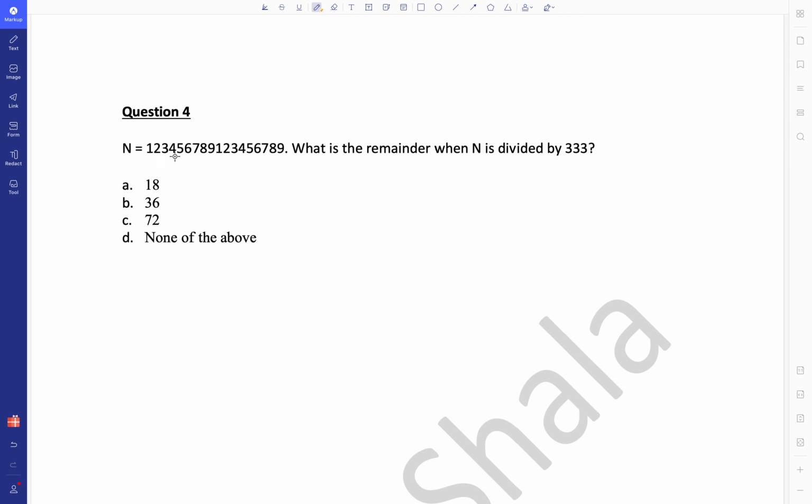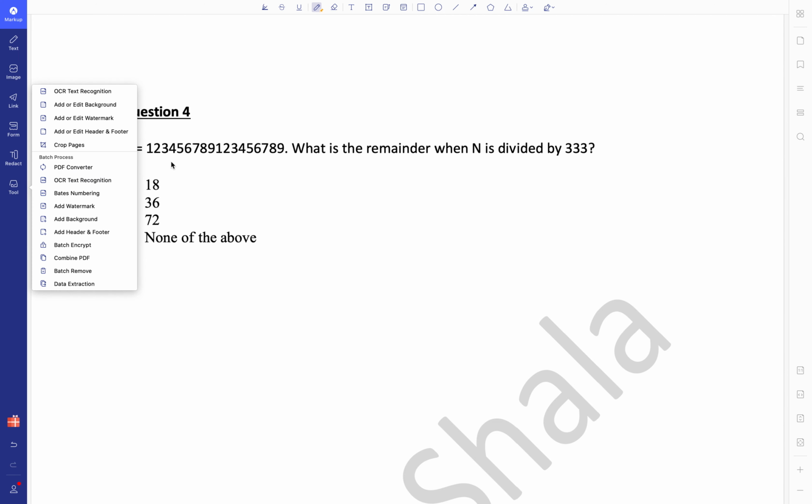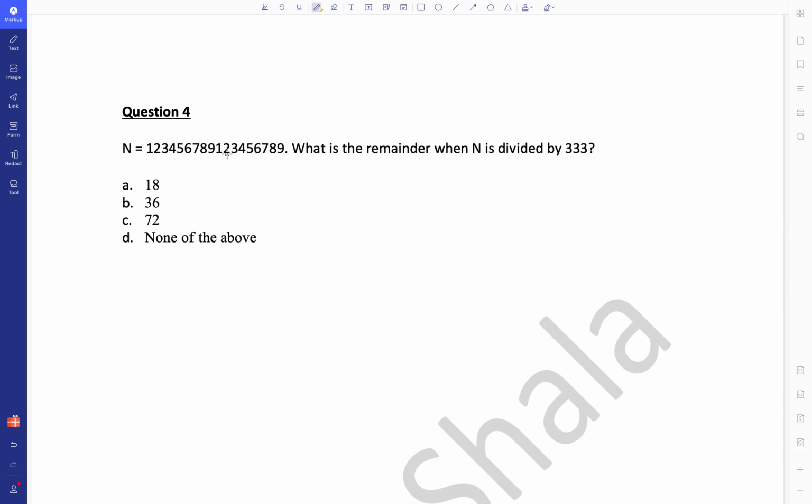Coming to the next question, this is n equal to 1, 2, 3, 4, 5, 6, 7, 8, 9, and then 1, 2, 3, 4, 5, 6, 7, 8, 9 again. What is the remainder when n is divided by 333? One very simple way is to just keep dividing by 333 and get the answer in 15 minutes, which is not possible in CAT. So let's look at a shortcut.